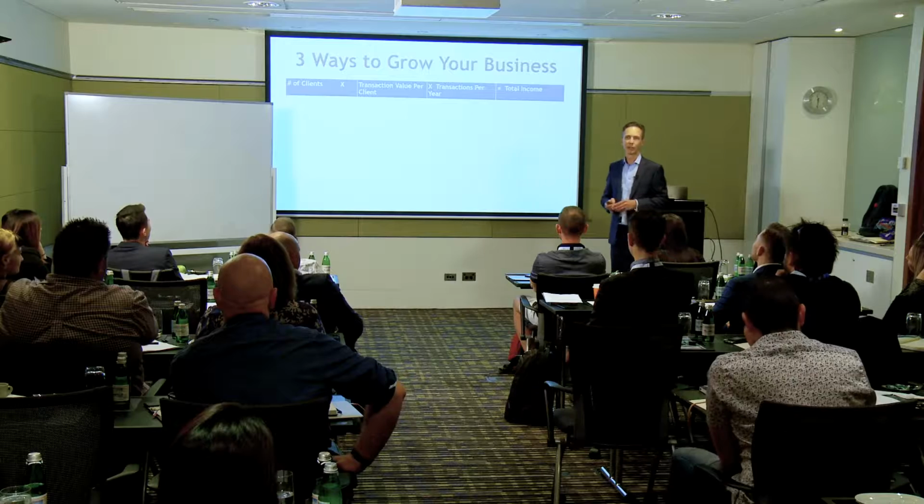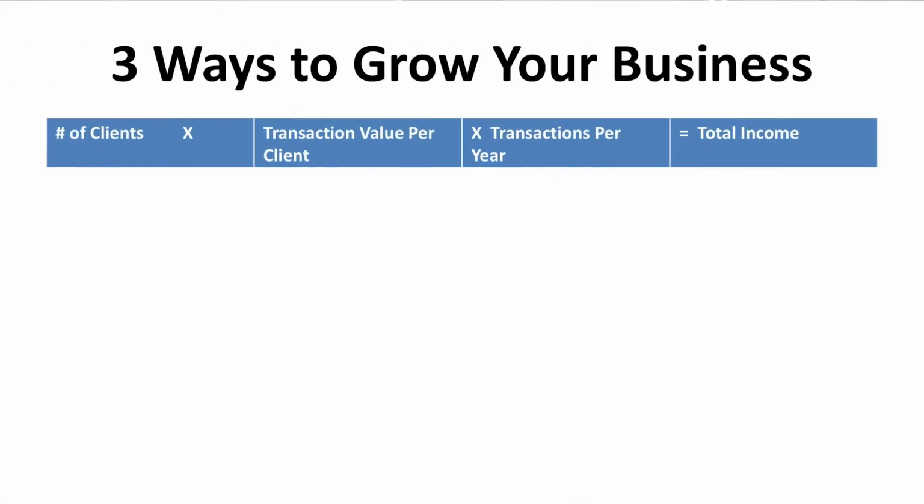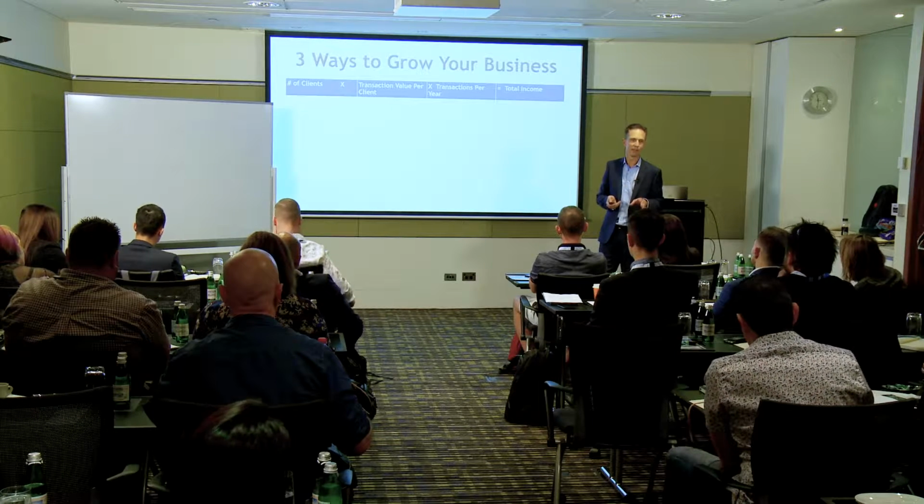So we're going to look at the 3 ways to grow your business, which is the traditional model that Jay teaches. Okay, so you've got your number of clients times your transaction value per client times your transactions per year. That will give you your turnover or your revenue. Okay, but we're going to actually drill down deeper than this.